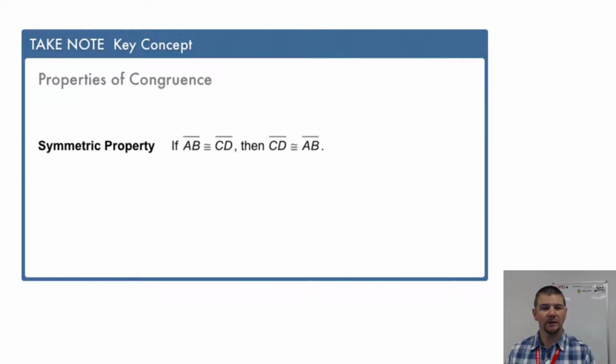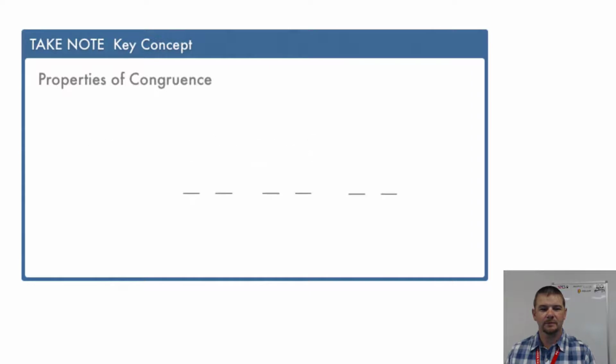The symmetric property of congruence states if segment AB is congruent to segment CD, then segment CD is congruent to segment AB. And similarly with angles, if angle A is congruent to angle B, then angle B is congruent to angle A. And finally, the transitive property of congruence.